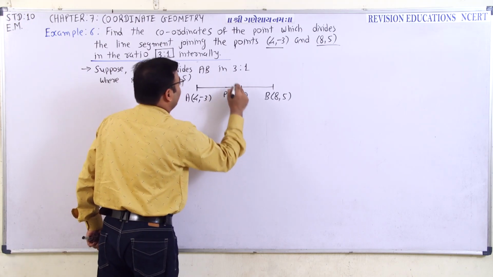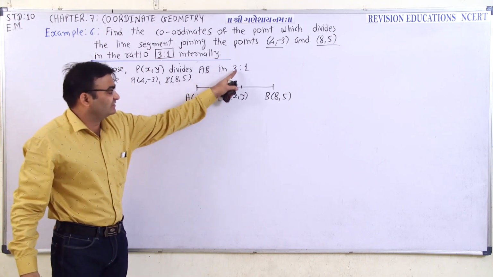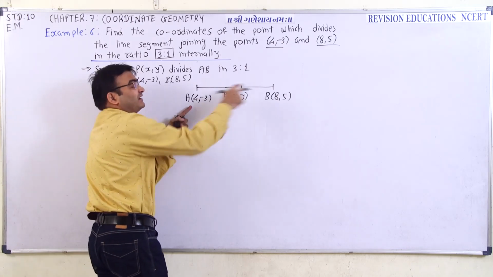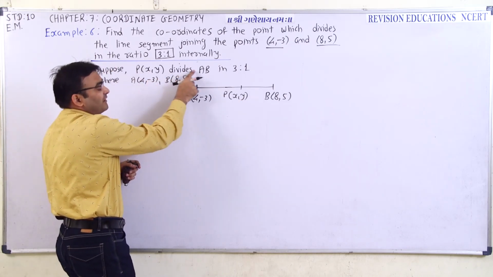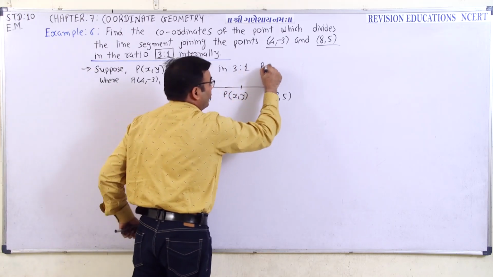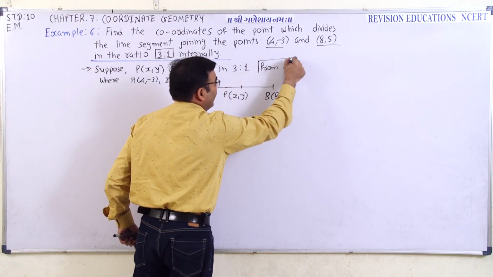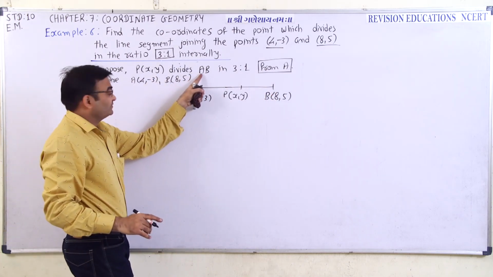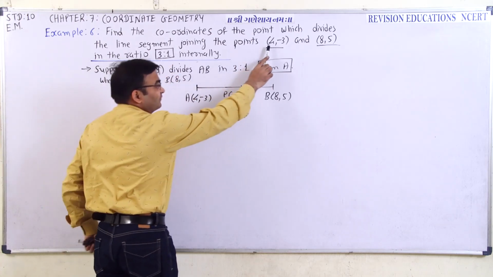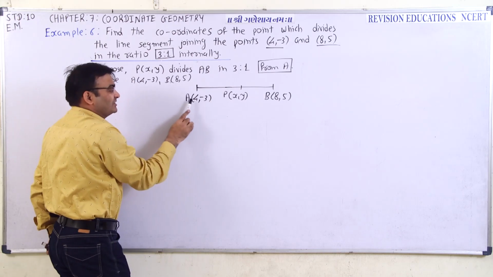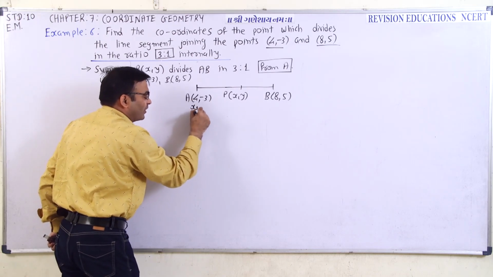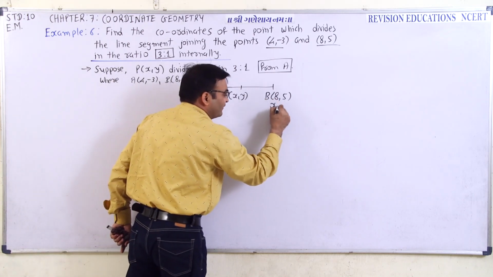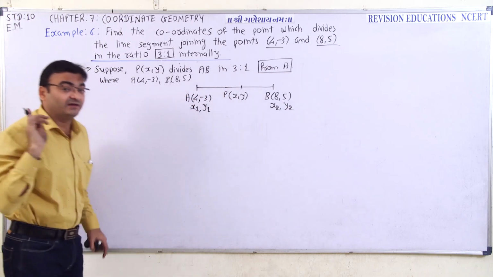P(x, y) divides line segment AB in 3:1, यानी AB को डिवाइड करता है और A की ओर से डिवाइड करता है. P(x, y) divides AB in 3:1 from A. अगर ये नहीं दिया है तो भी आपको याद रखना है कि लाइन सेगमेंट AB लिखा है. First point is (4, -3). So you have to take 4 and -3 as x1, y1 and (8, 5) as x2, y2. Remember it.